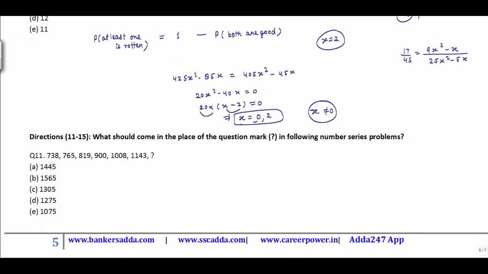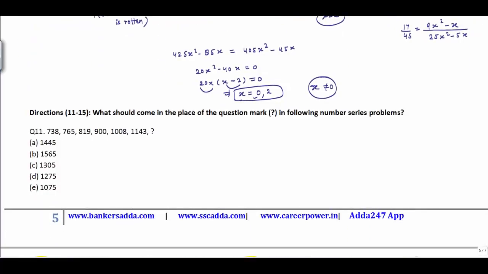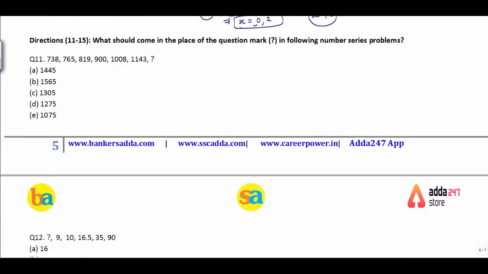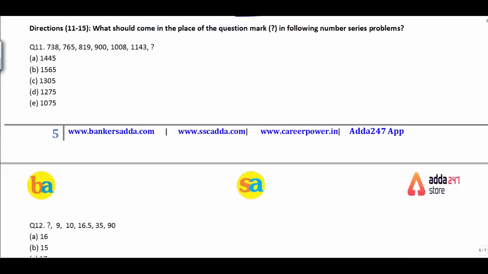Directions 11 to 15: what should come in the place of the question mark in the following number series problems? Okay, so questions number 11 to 15 are based on number series. We need to find the missing term. Question number 11 is, the first term is 738, then 765, 819, 900, 1008, and finally 1143. As the terms are not too far away, let us find the difference.